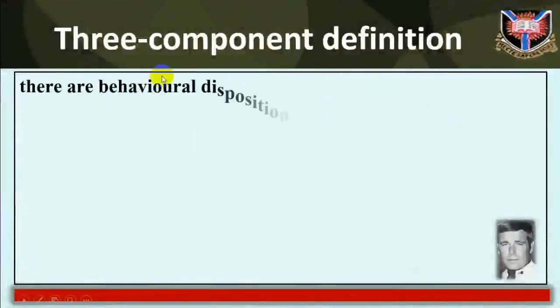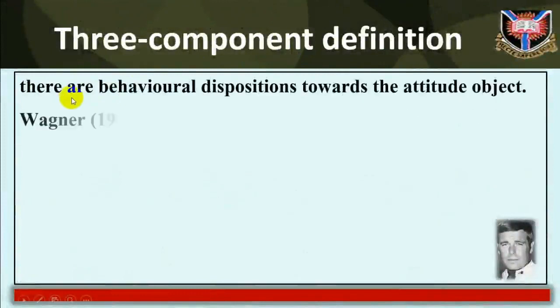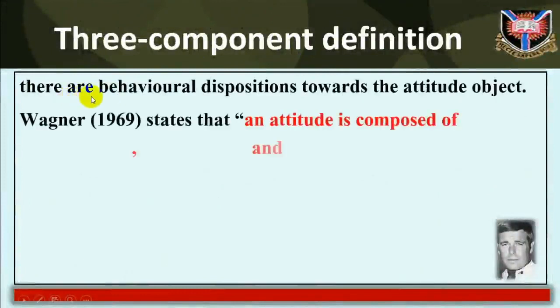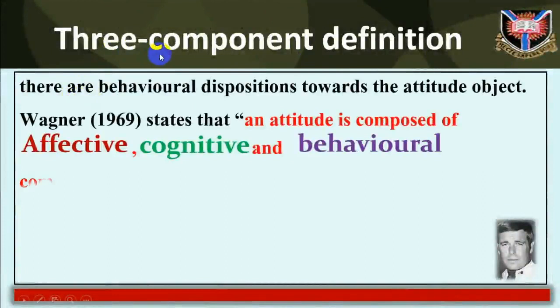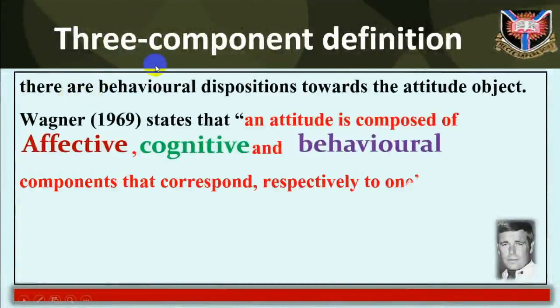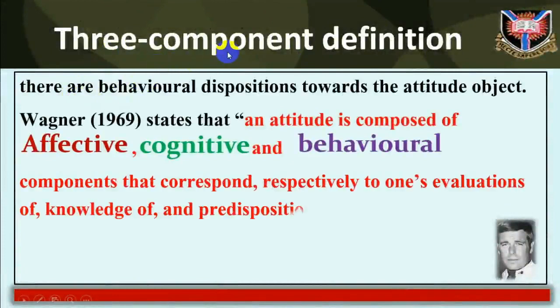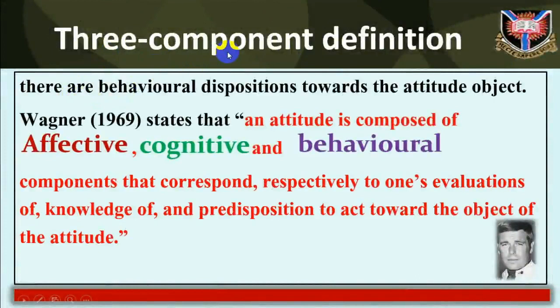Three components definition. Other scholars believe that when an expression is held towards the attitude object, then people are influenced either to move towards or away from the attitude object. In other words, there are behavioral dispositions towards the attitude object.